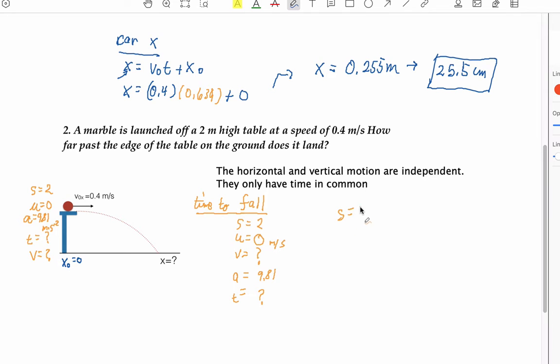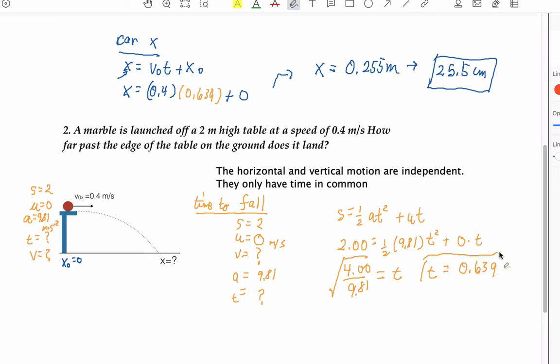So we have s equals 1/2 a t squared plus u times t. And that's 2 equals 1/2 times 9.81 times t squared plus 0 times t. So we have 4.00 divided by 9.81 under a square root. I did simplify a little bit of algebra there. And so I'm going to get that t equals, once again, a similar square root. In fact, it's identical to what we did before. So we're still getting 0.639.